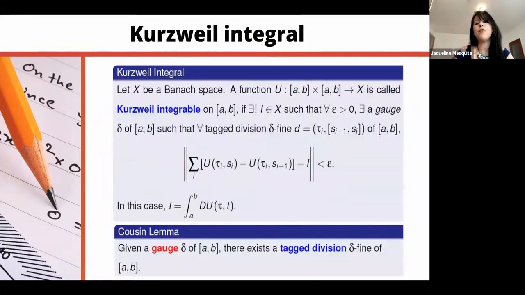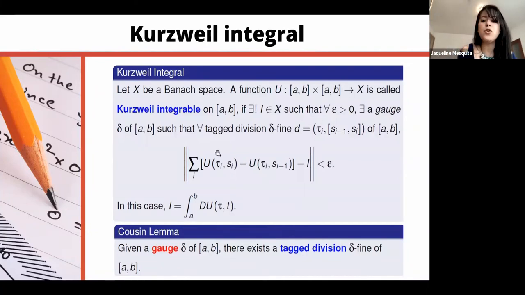And so here we have the definition of this Kurzweil integral. We have that a function U is called Kurzweil integrable if this type of inequality holds for all tagged divisions that are delta-fine. And here, depending on how you define your U, we can have the Kurzweil-Henstock integral. That's a particular case of this more general Kurzweil integral that I am presenting. And also, depending on how you define your U, we can have the Kurzweil-Henstock-Stieltjes integral.